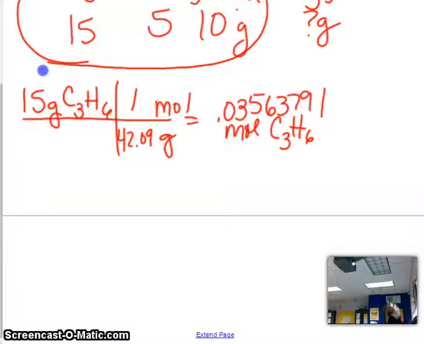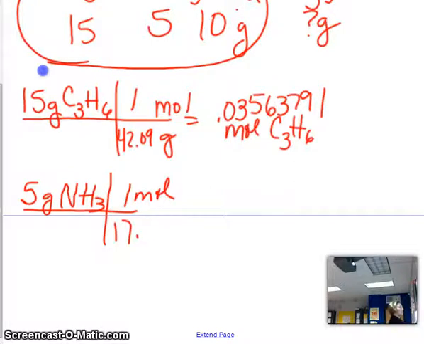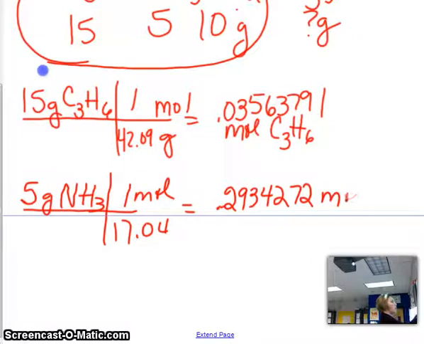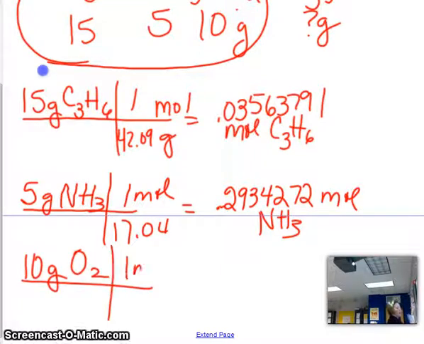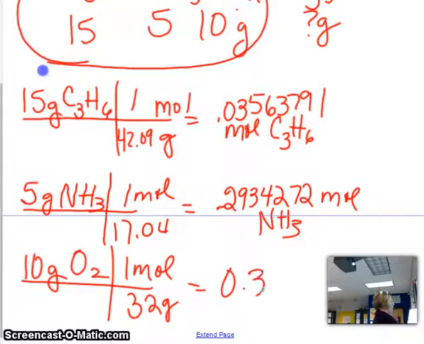And then I found moles of ammonia, using my 5 grams of ammonia. Ammonia is 17.04, and you get 0.2934272 moles of ammonia. And then you did your oxygen. And 1 mole of oxygen is 32 grams, and you get 0.3125 moles of oxygen. Anybody have a problem with that step?